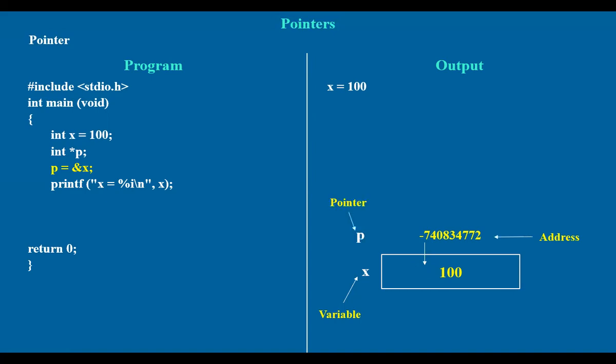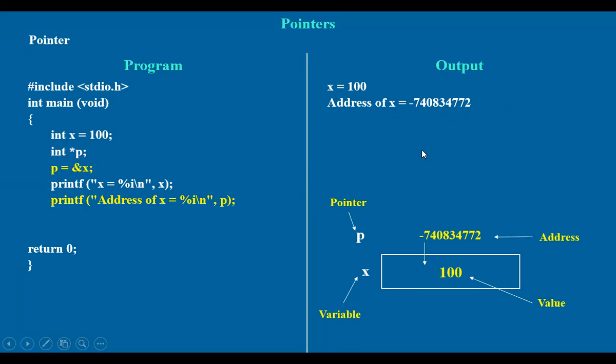Now let's print this pointer, what this address of x is. I want to print P. Let us see how it is. Just by knowing this P, because it is declared as an integer, we refer to it with %i, and the value of P is given here. This is the address of x.